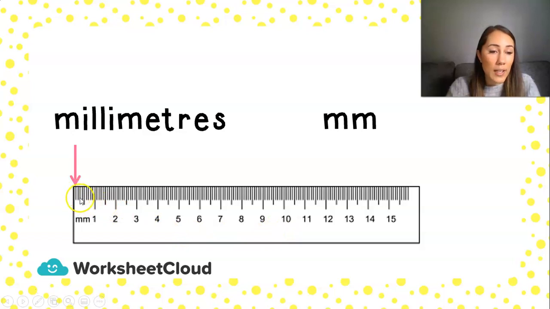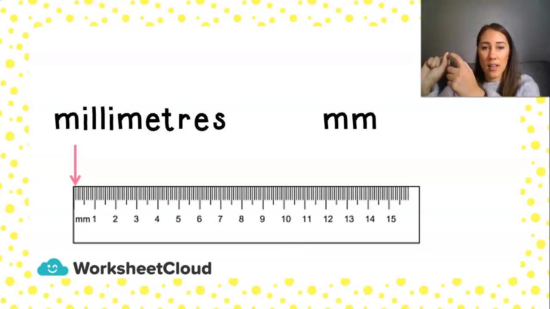But these little millimeters are very, very small. And when we measure things in millimeters, we're only going to look at things that are about the size of your nail on your finger. So if you have a look at the nail on your finger, if something is that small, you can measure it in millimeters.